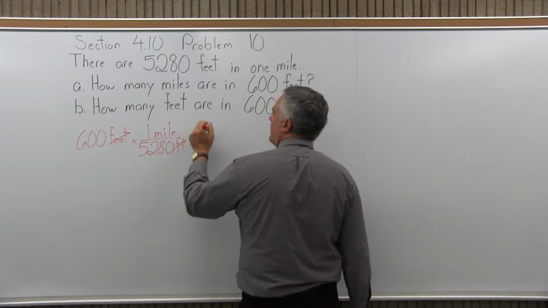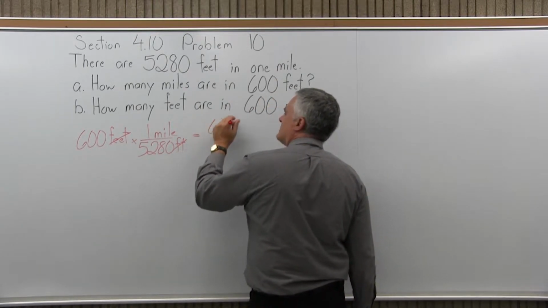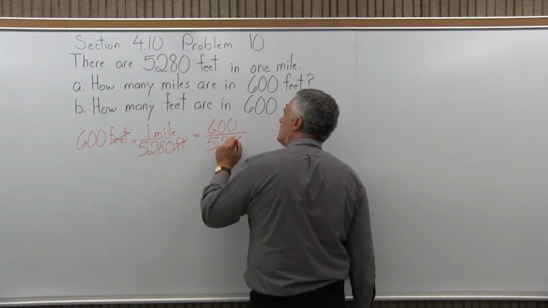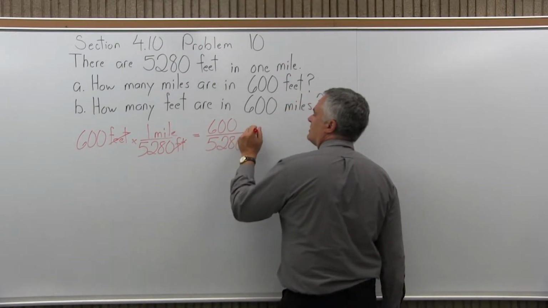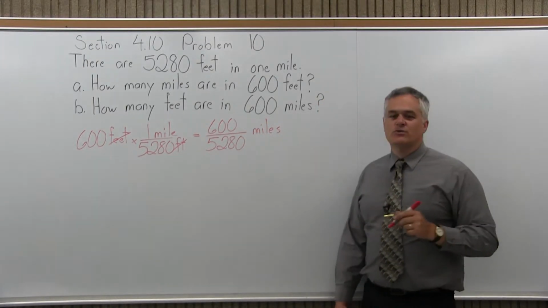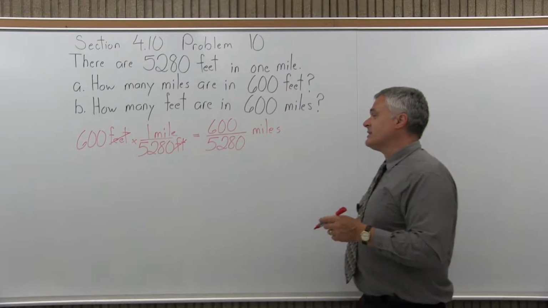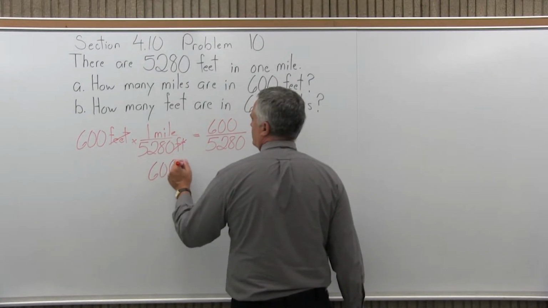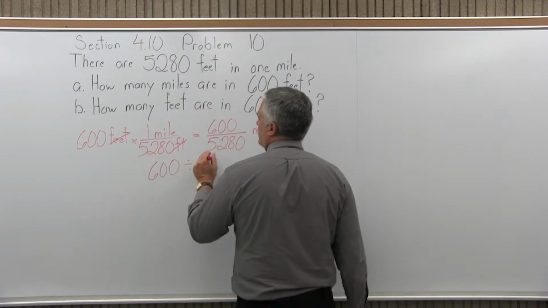And I have 600 over 5,280, and my units of measure will be miles. Now, that's not a fraction that reduces easily. You could actually leave it like that. That is an answer, but it's not one that makes a lot of sense to people. I would just do it on the calculator.